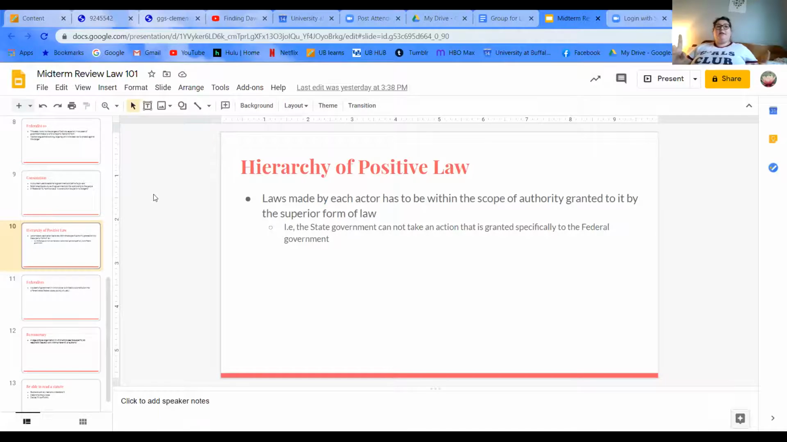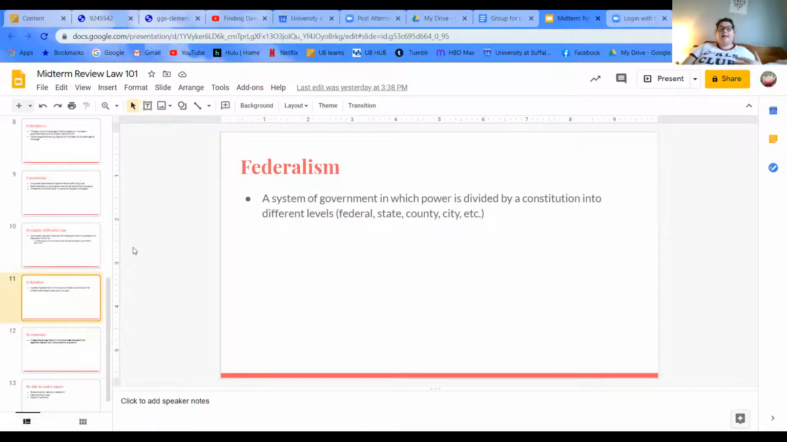And I think Professor Gardner did those little charts and the stepping stools down, but it's part of federalism, which we're coming into next, which is basically a system of government in which power is divided by a constitution into different levels. I've just provided some of the levels, which would be federal, state, county, city, etc. The federal has the biggest scope of authority, and then the state, county, city would go down and down. And so each can only govern itself within its own authority granted to it by the Constitution in our federalist democracy.